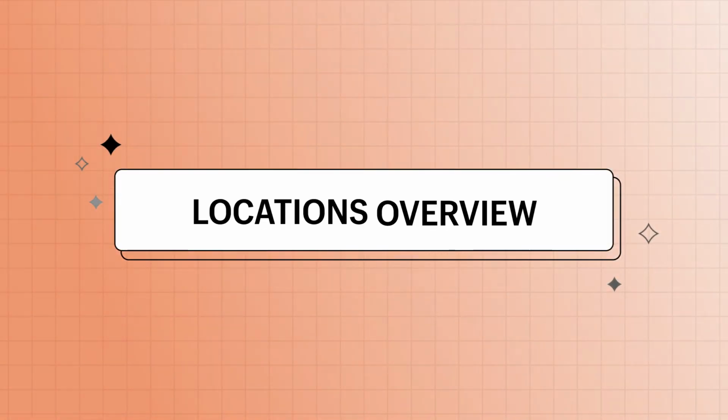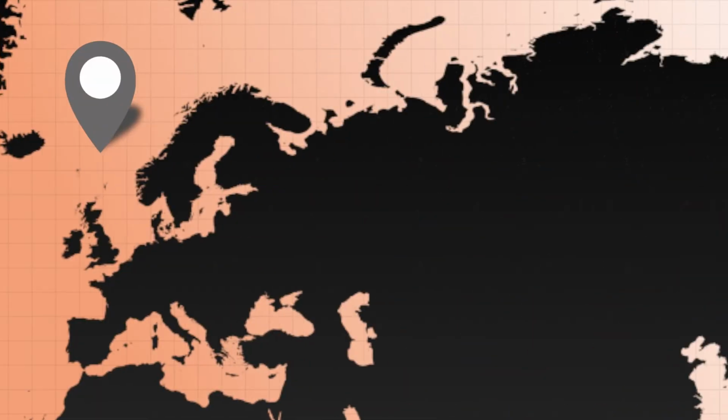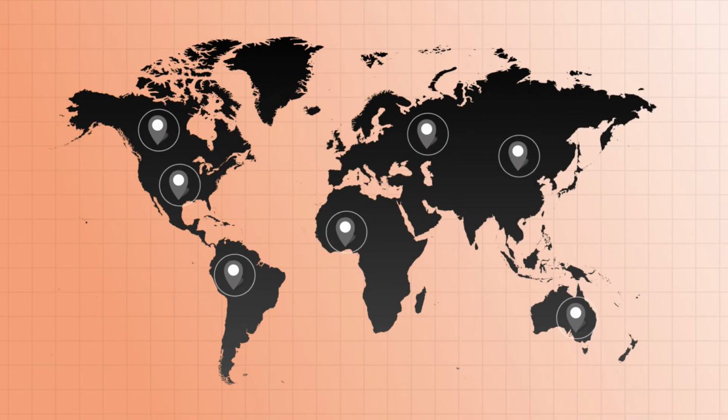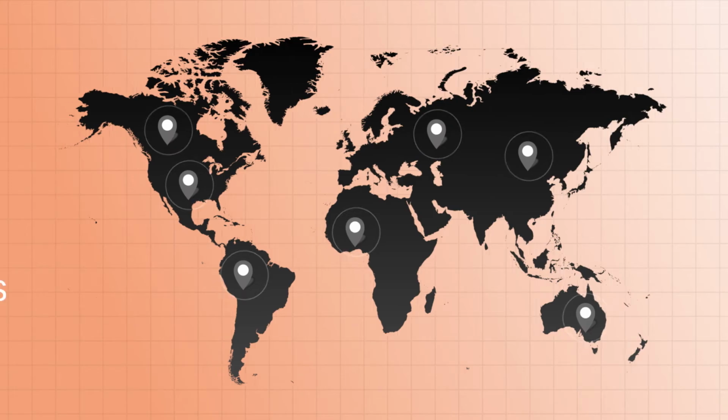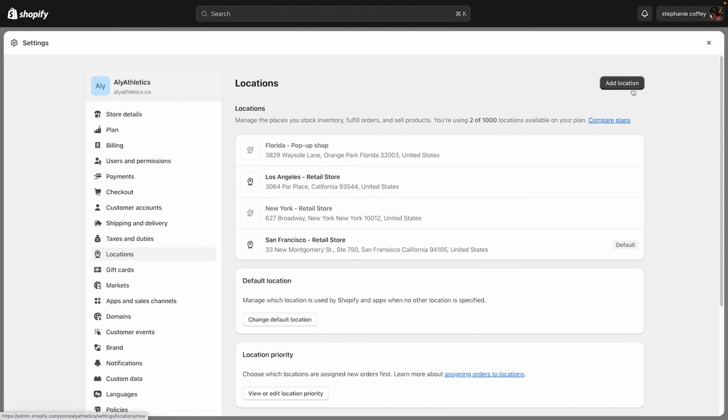A location you create in your Shopify admin is any physical space where you keep inventory. This can be a warehouse or even your home office. Let's take a look at some key features you can use to fulfill your orders.